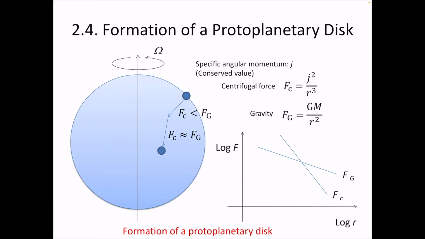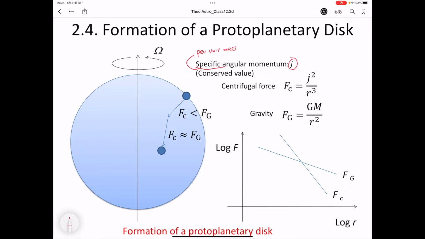So we consider gas molecules rotating with a rotational angular velocity of capital Omega. Because of the rotational motions, we consider the specific angular momentum. Specific means per unit mass. So we consider a particle with a unit mass, given by J. Angular momentum is a conserved quantity, so J is conserved during the motion of the particles.